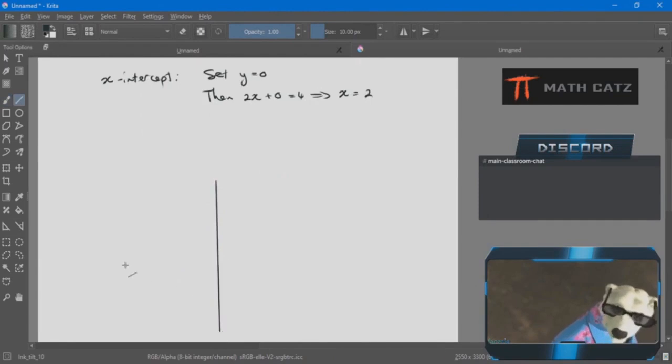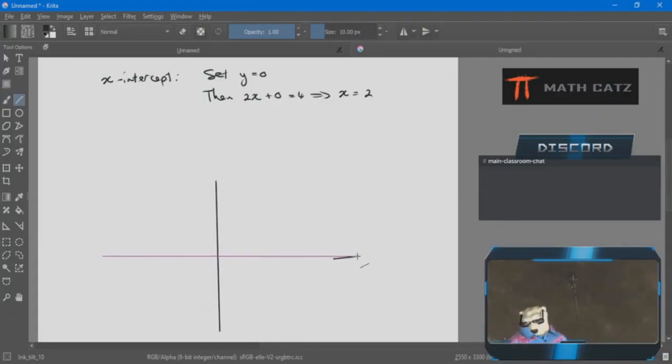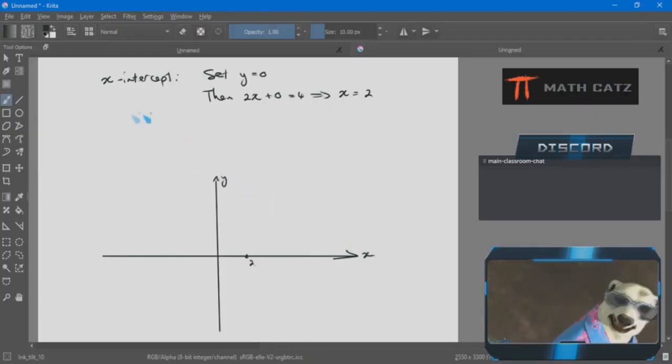But I still, of course, need to do the y-intercept. There we go. Big arrow. x and y. So my x-intercept is 2. Let's put 2 over there.